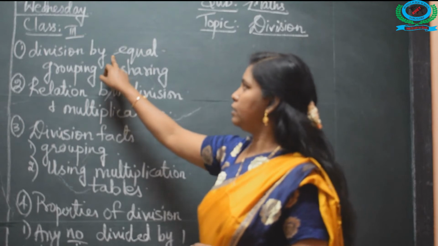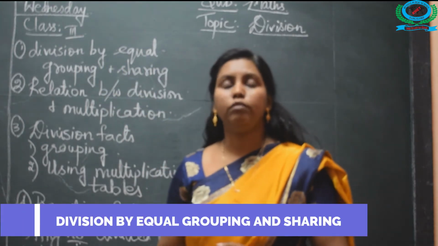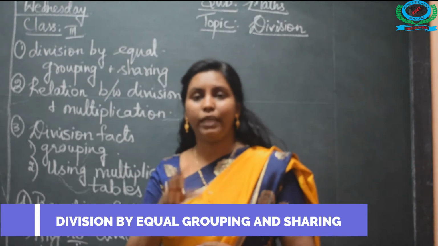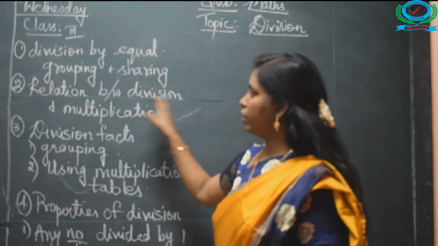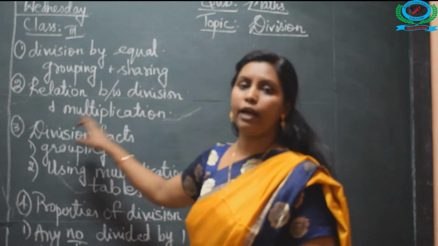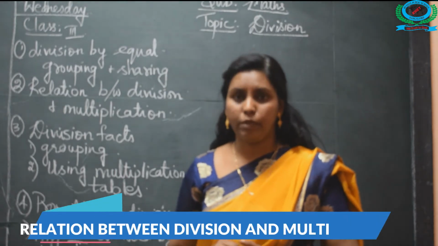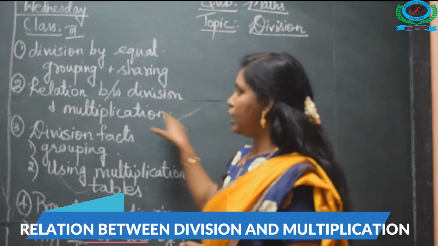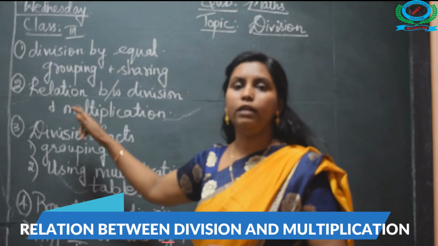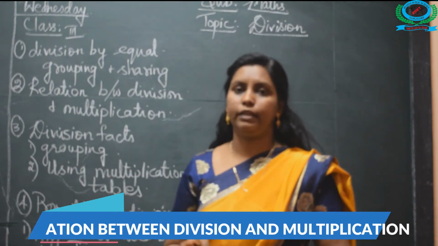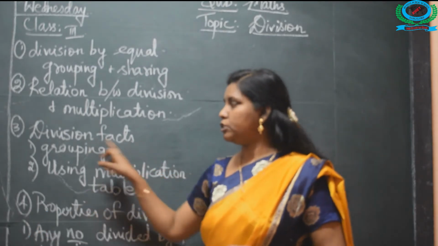The first one is division by equal grouping and sharing. First of all, we'll know the meaning of division by equal grouping or equal sharing. Second one is the relation between division and multiplication. In the previous class we have learnt about multiplication, isn't it? So in this class we will be learning about the relationship between division and multiplication, how it is related to each other.